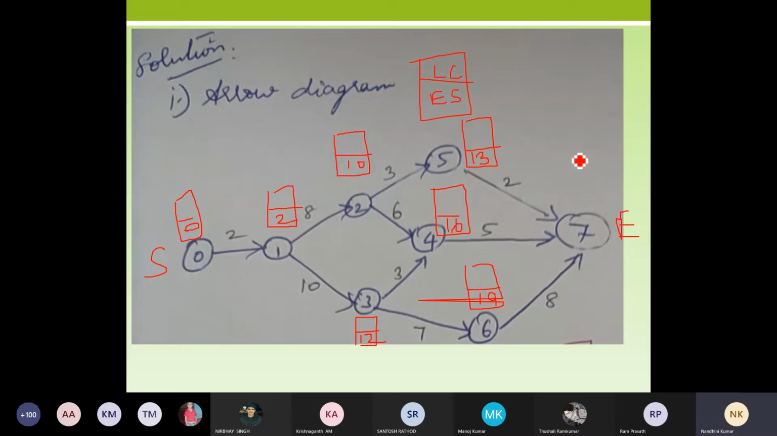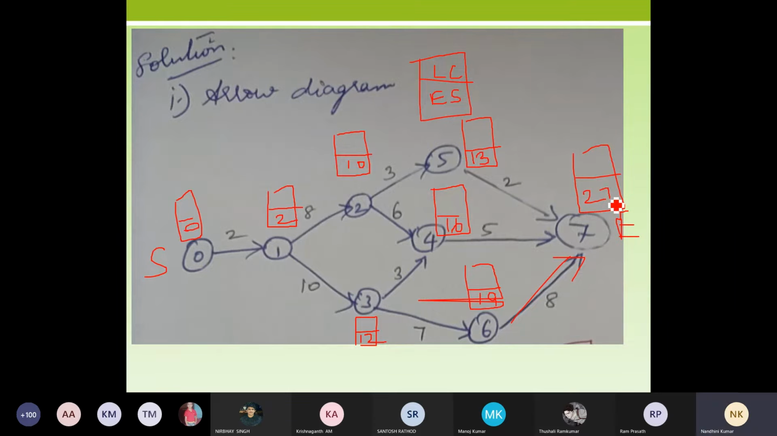And now finally I have only my seventh activity left. For my seventh activity, the possibilities I have are: from 5 to 7, it is 13 plus 2 is 15; from 4 to 7, it is 16 plus 5 is 21; and from 6 to 7, I have 19 plus 8 is equal to 27. So I will prefer this route, where it gives me the maximum. That is, it is 27.